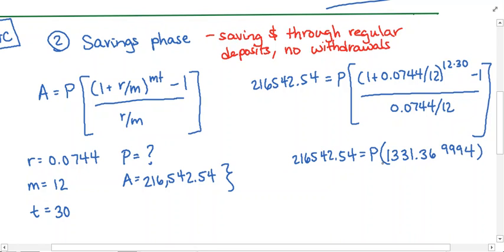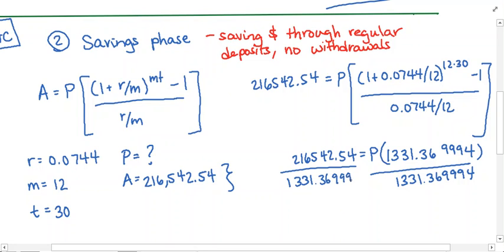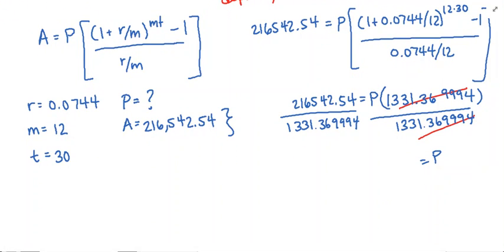All right, and then P is multiplied by this. So to undo that, we've got to divide both sides by this number. And then that will be the answer to our question. On the right side, this will cancel with this. It will leave us with P. Let's go figure out what P is going to be.